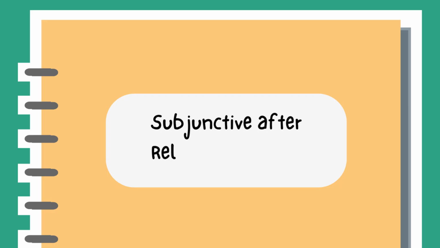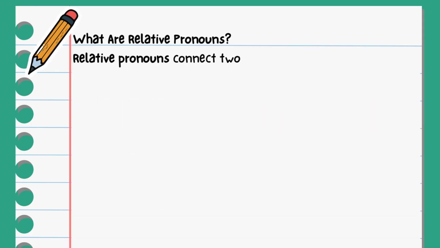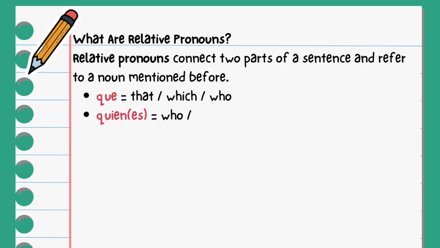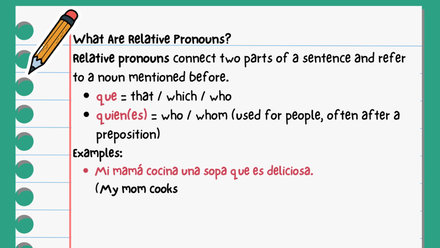Now let's talk about the subjunctive after relative pronouns. So what are relative pronouns? Relative pronouns connect two parts of a sentence and they refer to a noun mentioned before, such as que, meaning that, which, or who, and quien or quienes, meaning who or whom, used for people, often after a preposition. Examples: mi mamá cocina una sopa que es deliciosa.